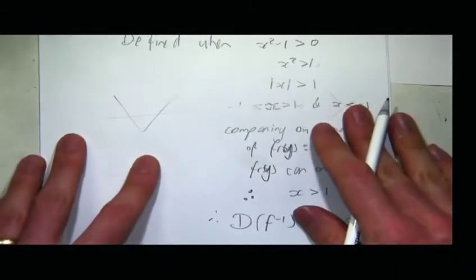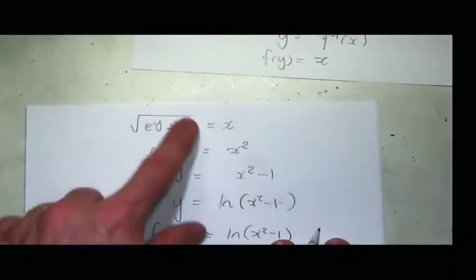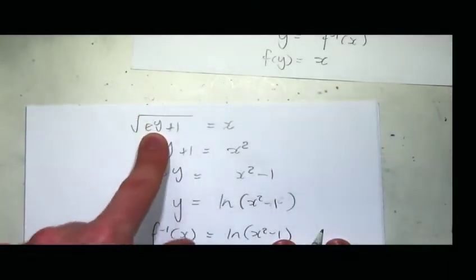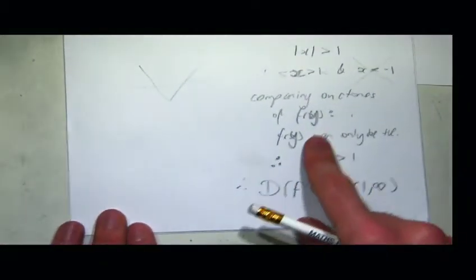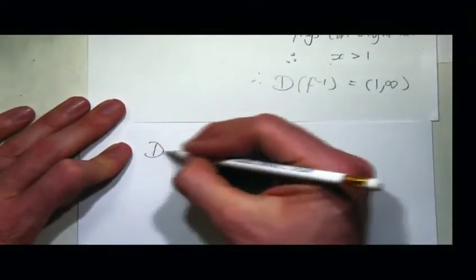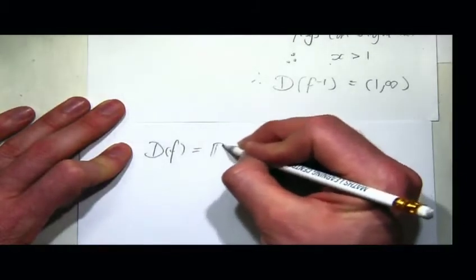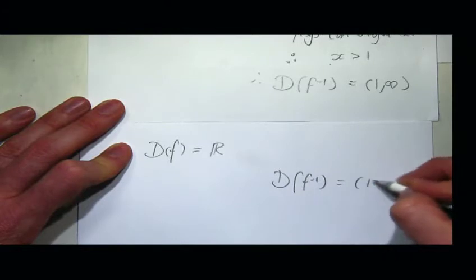That makes more sense. Back here, f of y can only be positive, so x is a positive square root. Comparing the outcomes, f of y can only be positive, so x has to be greater than 1. So I get this. And so therefore, just to flesh it out, I've got that the domain of f was the whole of the real numbers. The domain of f inverse was 1 to infinity.